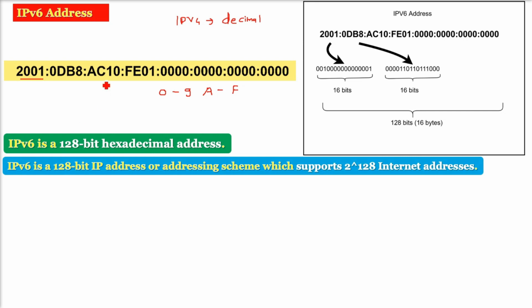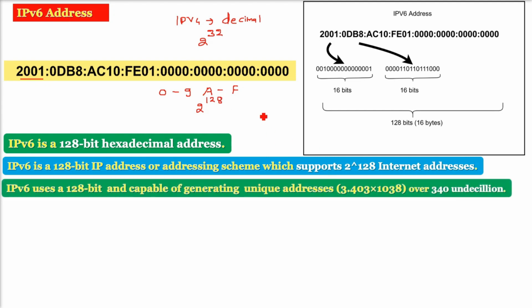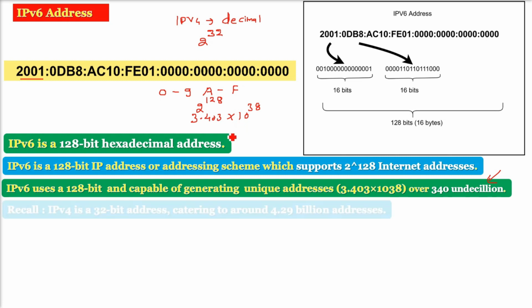Since we have colons in between, IPv6 is a 128-bit IP address. Previously, IPv4 was a 32-bit addressing scheme, so 2 to the power 32 you can address. Here, 2 to the power 128, and that number is huge. A new terminology was invented: 340 undecillion, so 3.403 times 10 to the power 38. Not only the Andromeda galaxy, you take the whole solar system, and you have people there, you can assign numbers and addresses to their machines.